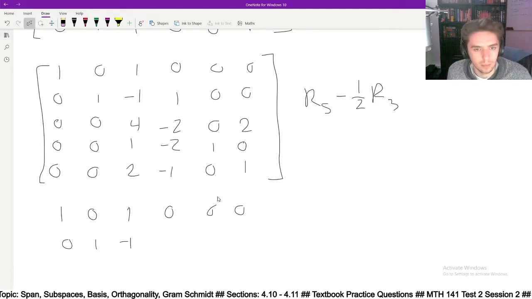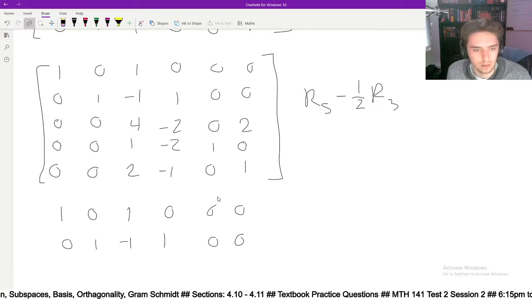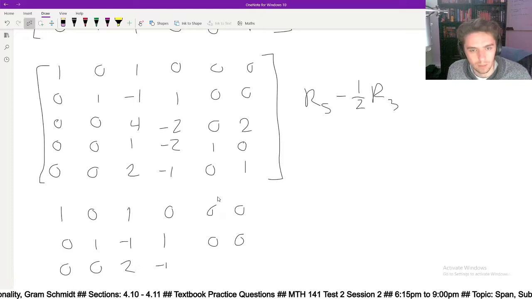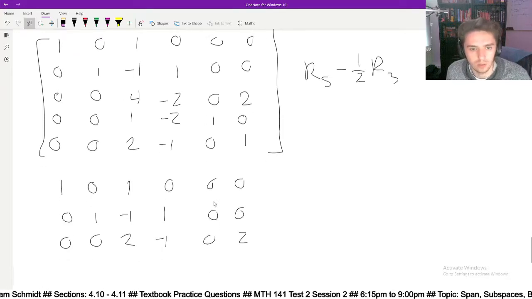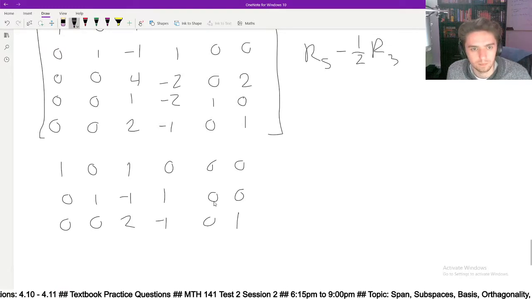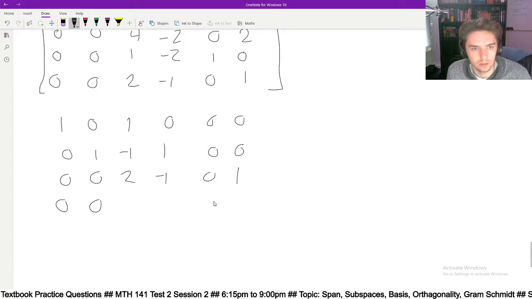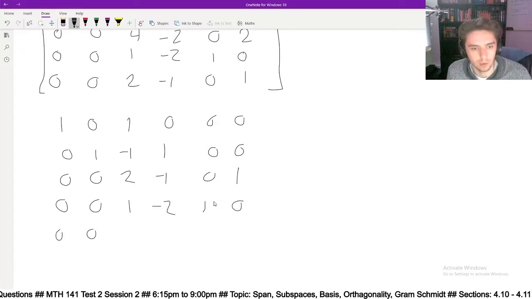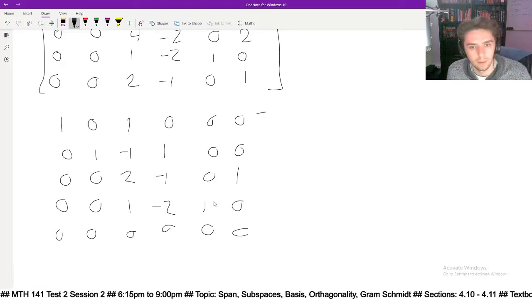0, 1, -1, 1, 0, 0, 0, 0. And I'm not really supposed to, but in the same step, I'm going to turn this into 2 minus 1, 0, 2, minus positive 1, 0, 0, 1, minus 2, 1, 0, and this is just going to be a row of zeros on the bottom now. Okay.